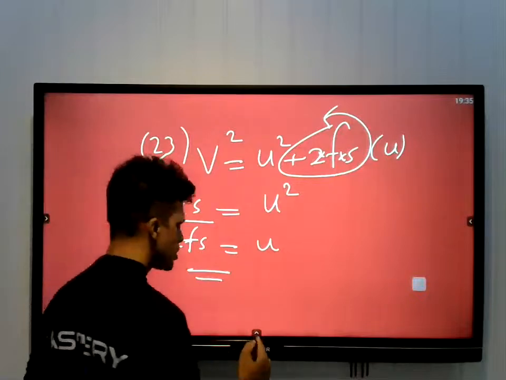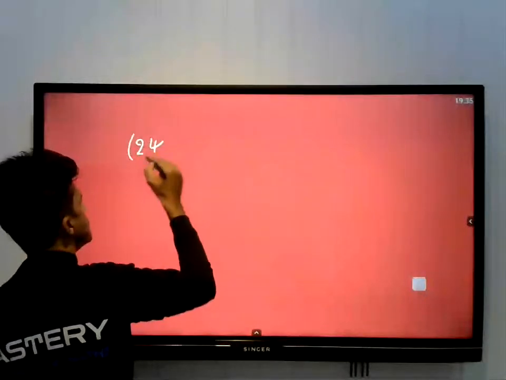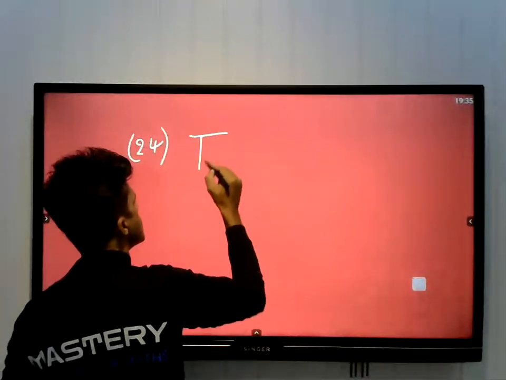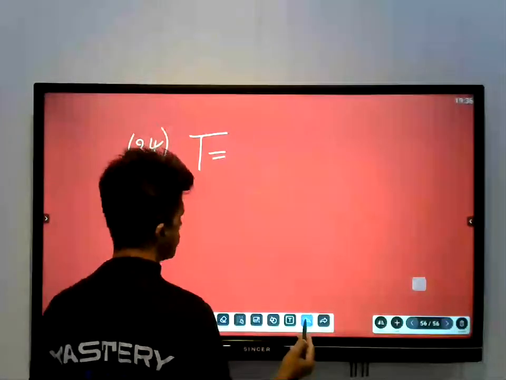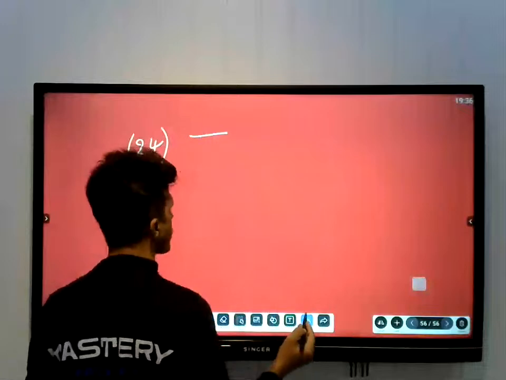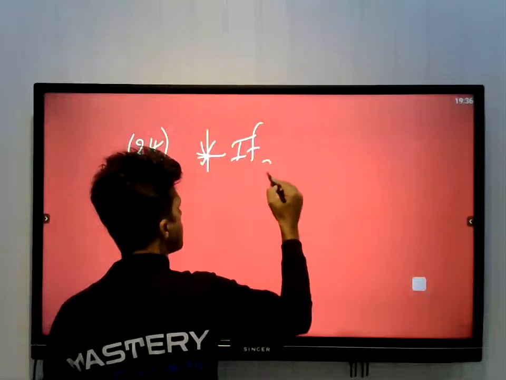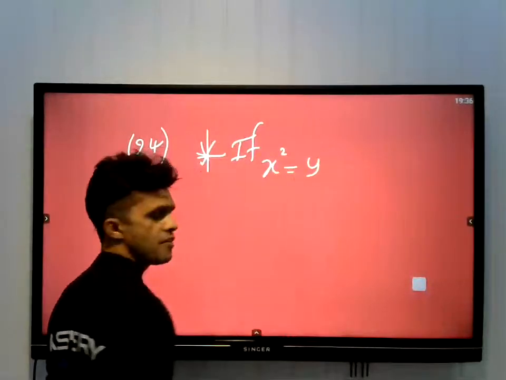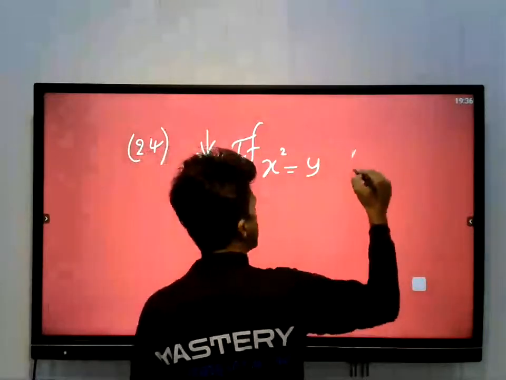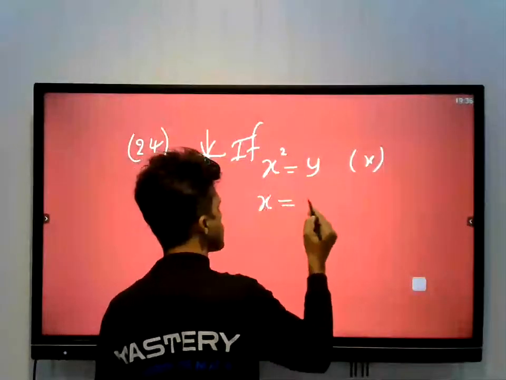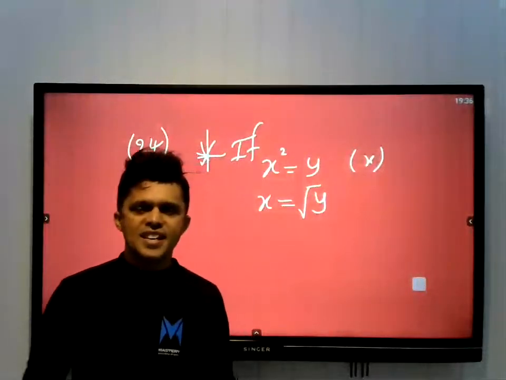Okay, we could do the 24th question as well. No, this is not the question that we are going to do. Think of this one. In previous questions, if x squared equals y, then we wrote the term x as the subject. X equals the square root of y.